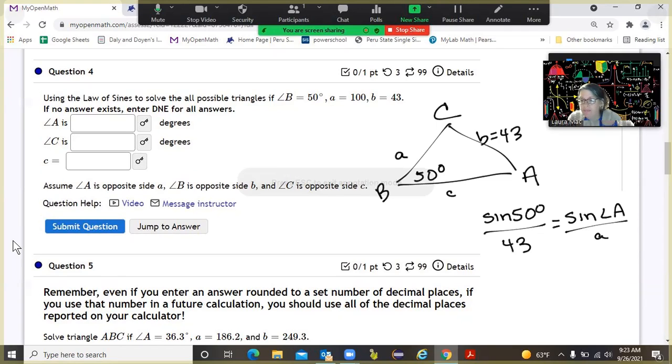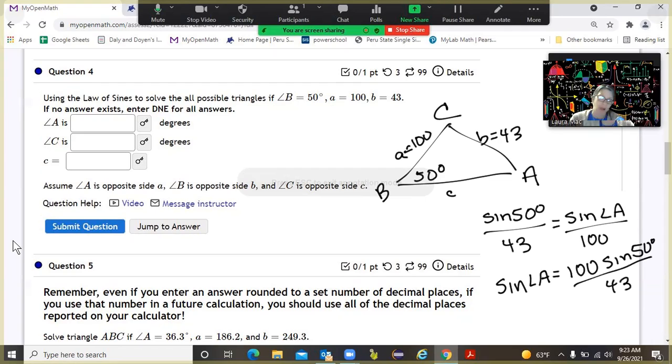Okay. Oh, wait a minute. I forgot to write what little a was. I was like, wait, we can't do it. So we know that little a is 100 here. All right. So then when we cross multiply, we'll have 100 times the sine of 50, and then we will have divided both sides by that 43 to move it over.